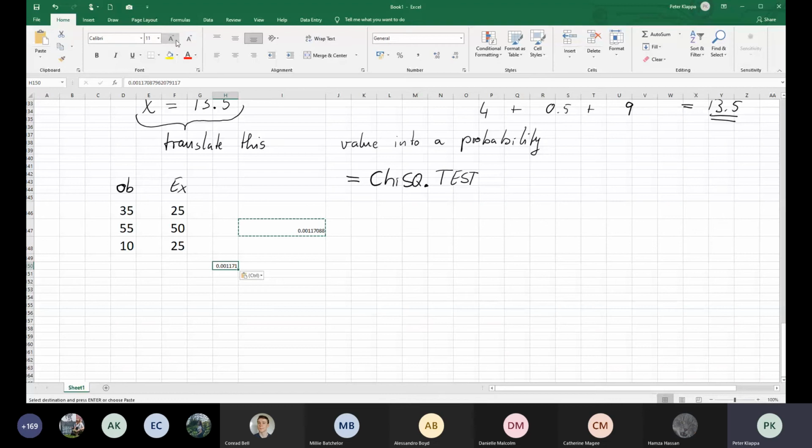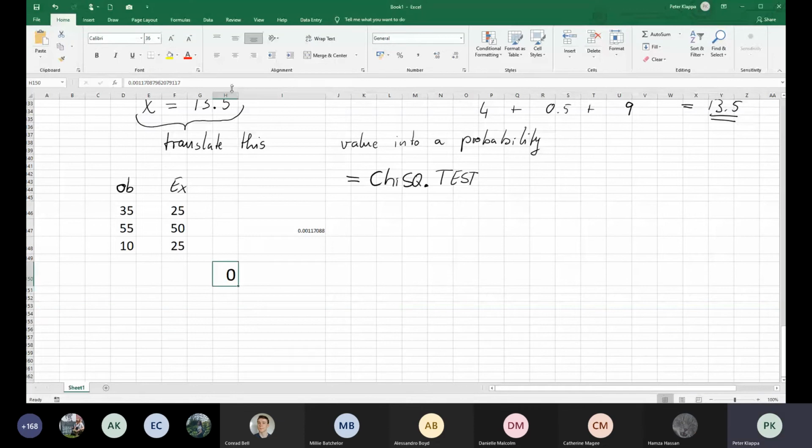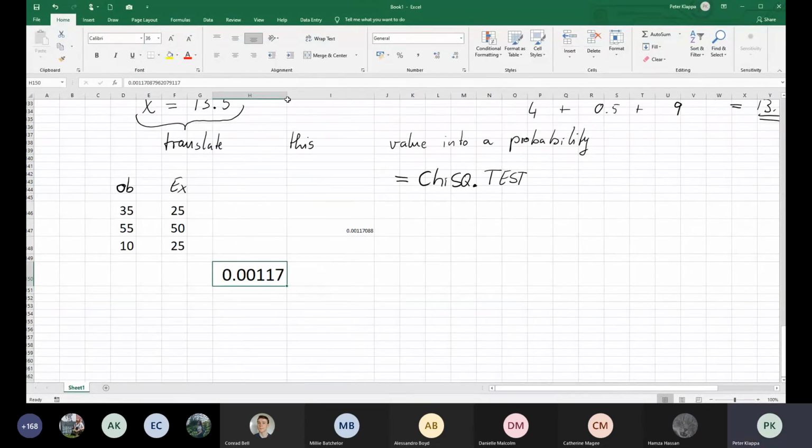Here is my p-value, and now I make this large. My p-value, my probability, my p-value is 0.0011. Or if I move the decimal, it is 0.117%. There is a 0.117% chance that I get these observed numbers when I actually expect these numbers. It's rather unlikely that we get these observed numbers.